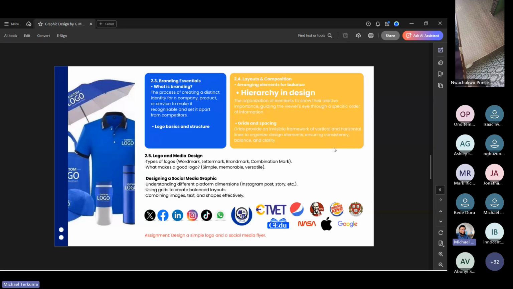Coming back to the types of logos, I mentioned that we have a word mark, a monogram, a combination mark, and then an abstract logo. The word mark logos are written out. For instance, this Google logo is a word mark. CTVET, you can tell me what kind of logo CTVET is.